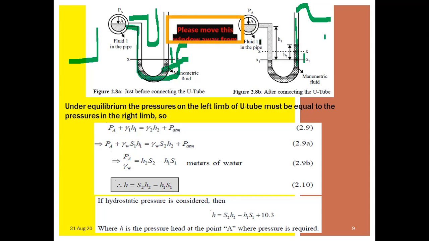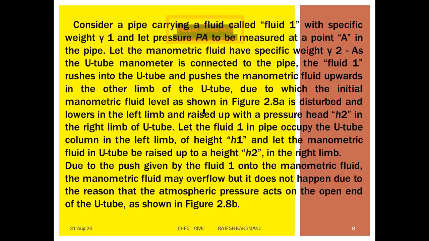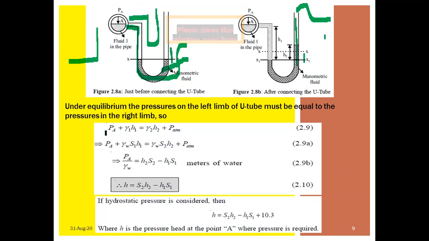Understood? Next, now using this same thing under the equilibrium of pressures, the pressure on the left hand side of the U-tube must be equal to the right hand side of the U-tube. The same formula what you have done in the piezometer also; here also you can do the same process. PA, pressure at point A, plus gamma 1 H1 is equal to atmospheric pressure in the U-tube plus gamma 2 H2. This is equation 1.